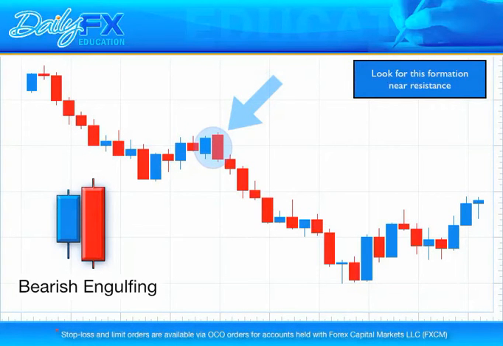Entry would be at the open of the next candle after the formation is completed, with a protective buy stop above the high of the bearish engulfing formation.